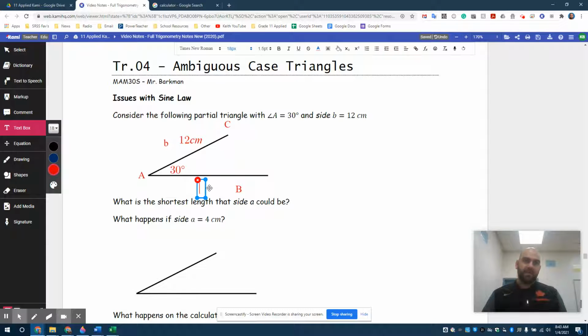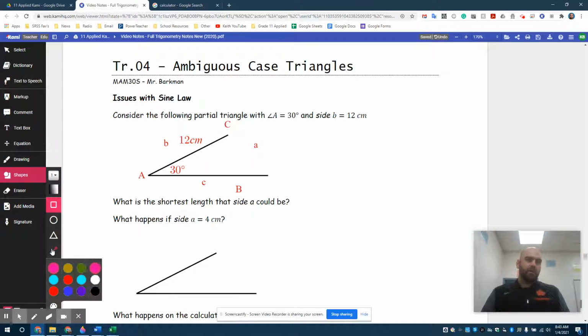This right here is side C, so this is little c right there. And side A is going to be over here somewhere. We don't exactly know where it is yet, and I'll explain in a little bit where it is. All right, so what is the shortest length that side A can be? Well, let's draw in a little line that's going to represent side A. And so I'm just going to put side A in right here like this. So that would complete it. There would be side A.